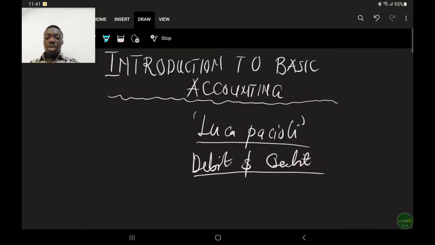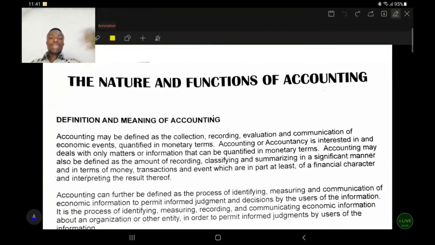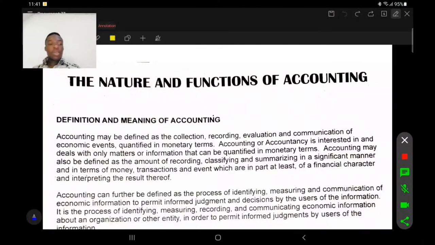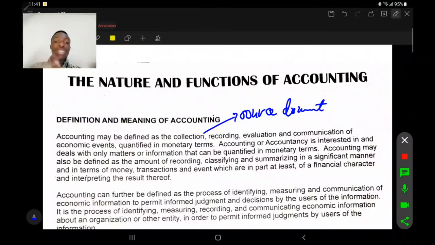So as an accountant, let's go to the definition of accounting. What is accounting? As you can see here, this is how I define accounting. Accounting has to do with the act of collecting. You need to collect what? An item. What is the meaning of this collection we are talking about? Collection here refers to a term called source document.